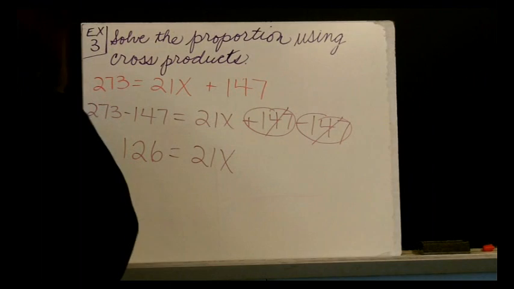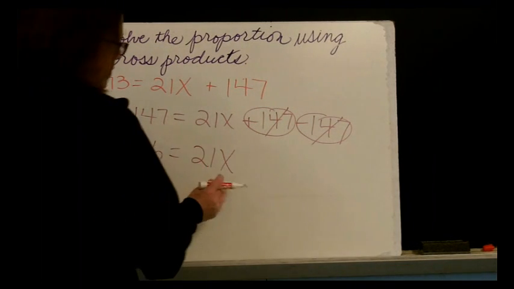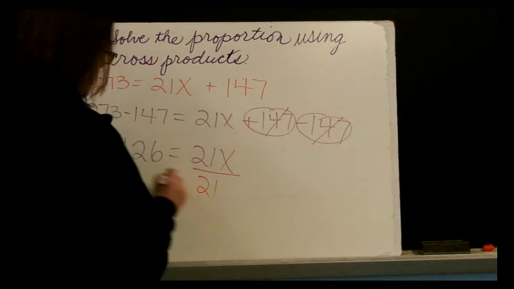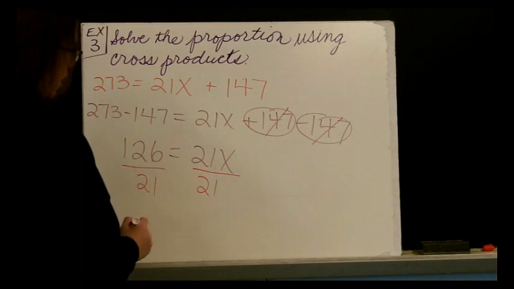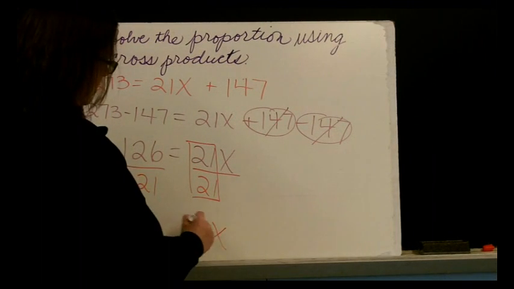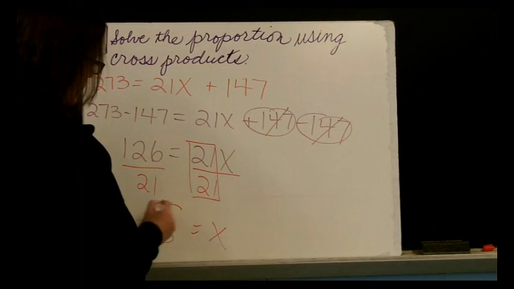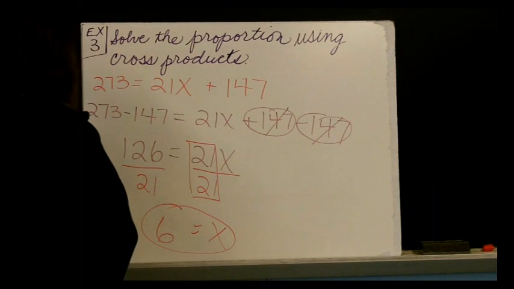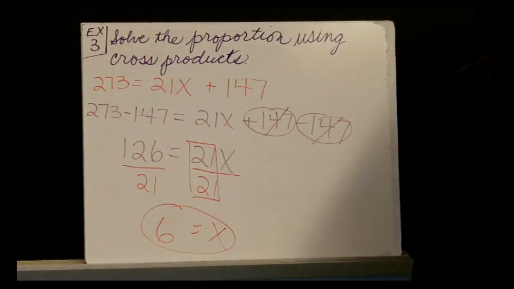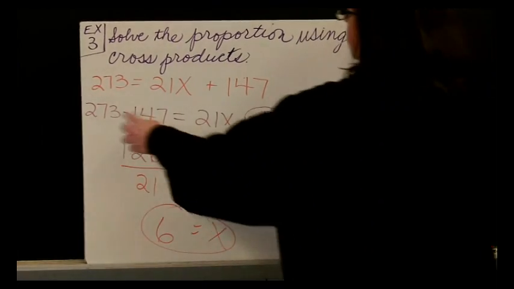We have one more step before our x is by itself. Since it's being multiplied by 21, we are going to divide both sides by 21. And when you do, we find that x equals 6. That's our final answer. And we have one more example.